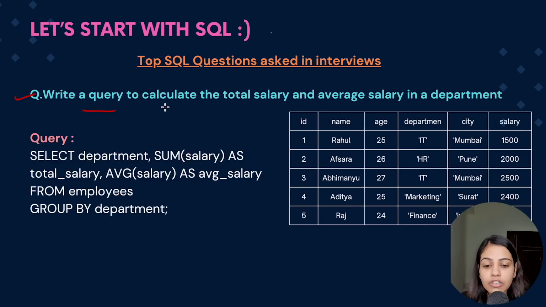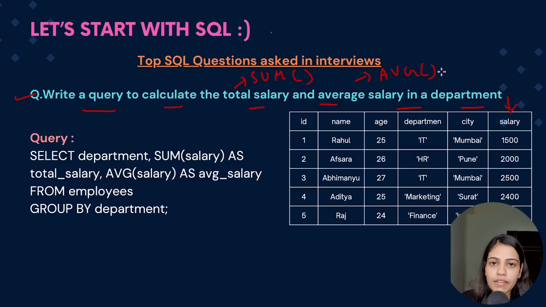The next question is to write a query to calculate the total salary and average salary in a department. We learnt about aggregate functions and how they work on an aggregated set of values. So we can use the aggregate functions sum and average here to find the total salary and the average salary. Sum, if applied on this salary column, will calculate 1500 plus 2000 plus 2500 plus 2400 plus 1500, and give me the total salary. And if I do the average, it will perform an average and give me the average value.